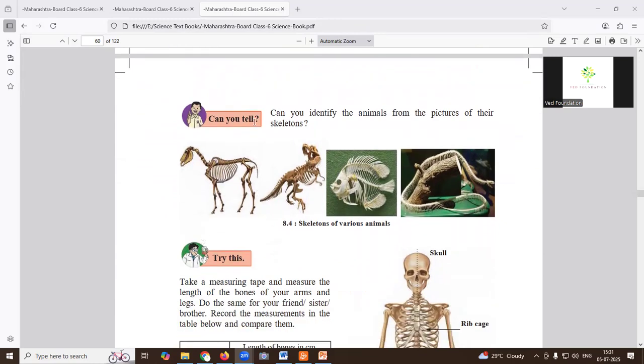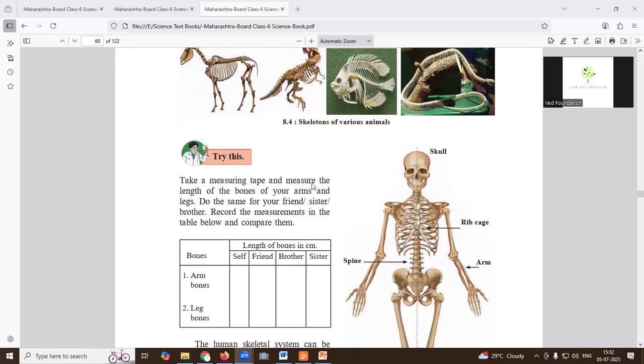Next, can you identify the animals from the picture of their skeletons? Let us identify. In the first picture, this is skeleton of horse. Second, this is skeleton of dinosaur. Third, skeleton of fish. And fourth, skeleton of snake. So we can identify animals from their skeletons.